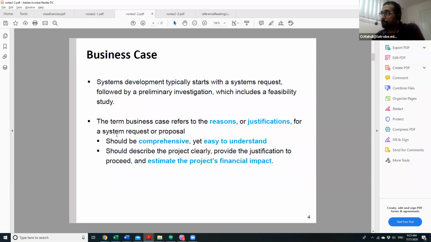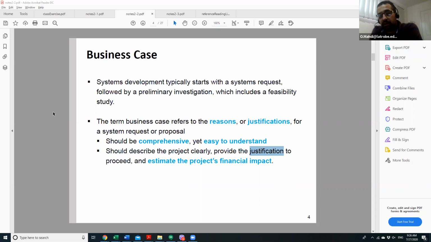All right. Which means here you should have a comprehensive yet easy-to-understand study. It should describe the project clearly, provide the justification to proceed, and estimate the project's financial impact. So what does that mean? All right, let's have an example about that.